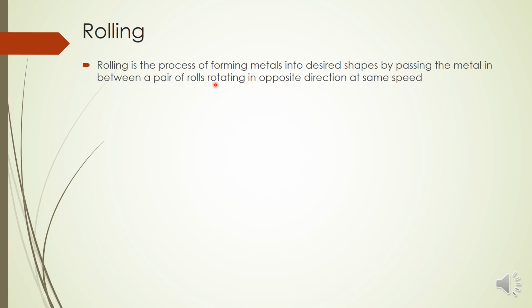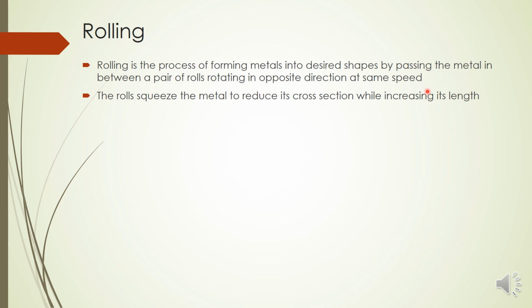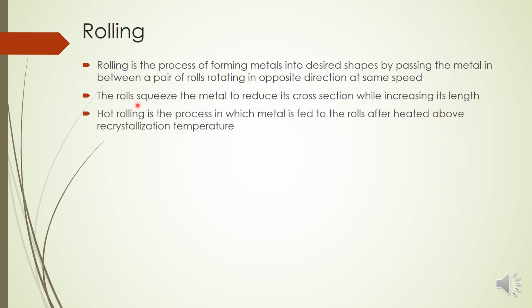So 2 adjacent rolls will be operating in opposite directions at the same speed. The rolls squeeze the metal and reduce its cross section, and its length will be increasing. And here also we can have hot rolling as well as cold rolling.